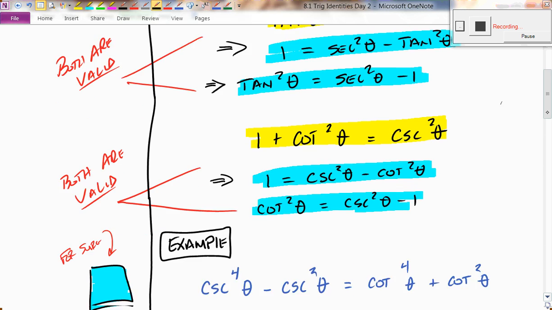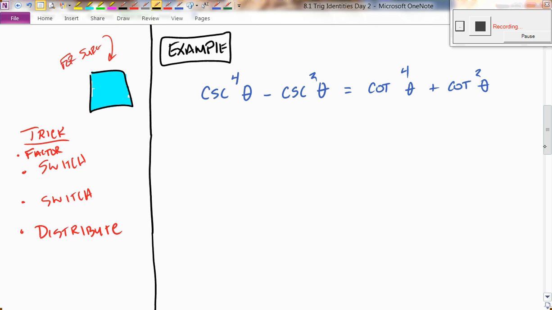And these are all solid blue squares. So here's the first example that you want to have somewhere in your notes. It says cosecant to the power of 4 theta minus cosecant squared theta equals cotangent to the fourth theta plus cotangent squared theta. So let's talk for just a second about what you think makes this a challenging problem. What makes this a blue square?